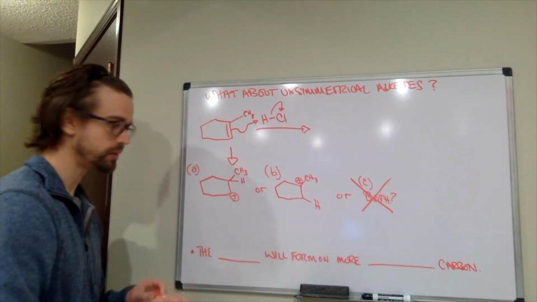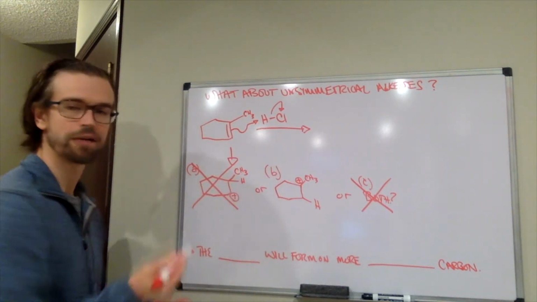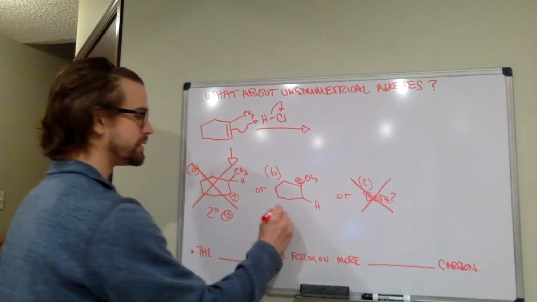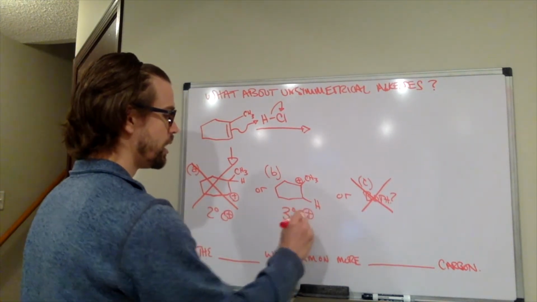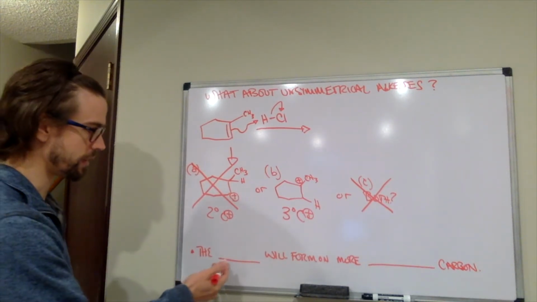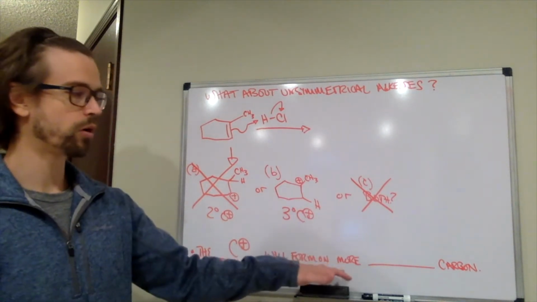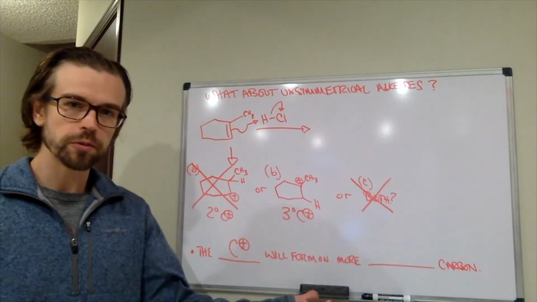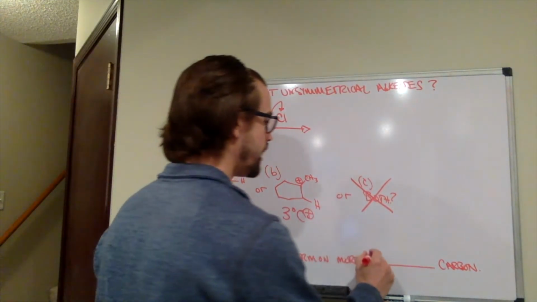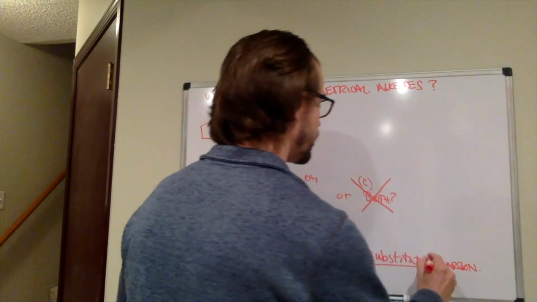And your votes said that A is out. So why did we form B preferentially? Well, this is a secondary carbocation, and this is a tertiary carbocation. This could say that the carbocation will form, the C plus will form on the more blank carbon. What should we write there? It's a more substituted carbon. We can write that. But why did the carbocation go there?